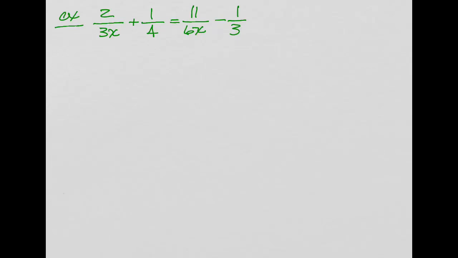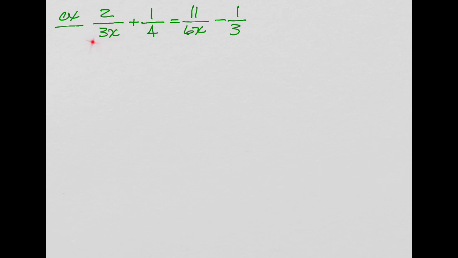Here's an example of a rational equation, one that has fractions in it, possibly with the variable in the denominator. First thing I'm going to do when I'm solving a rational equation like this is look at all the denominators, and we need to be careful about denominators being zero. We can't divide by zero, so any value of the variable that would cause the denominator to end up to be zero, we can't use.